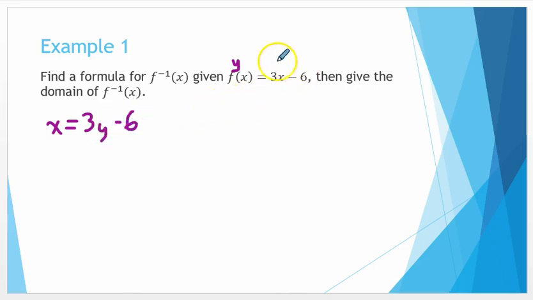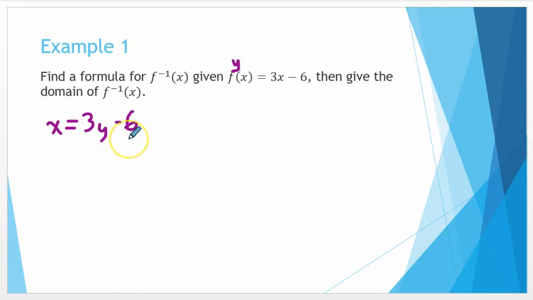Notice nothing got moved. I still have 3 times the variable minus 6. I just changed what variable is there. So every time you see a y, write an x. Every time you see an x, write a y instead. That was our first step. Our second step is to now solve this equation for y.